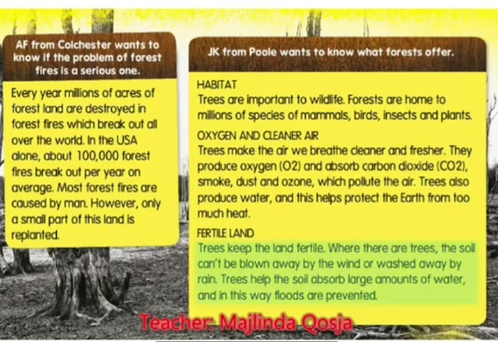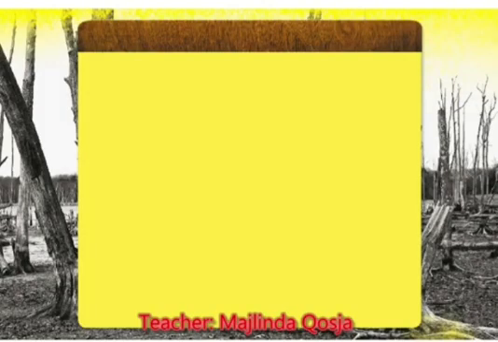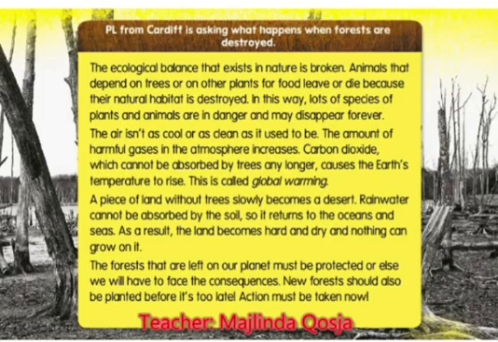Fertile land. Trees keep the land fertile. Where there are trees, the soil can't be blown away by the wind or washed away by rain. Trees help the soil absorb large amounts of water, and in this way floods are prevented. PL from Cardiff is asking what happens when forests are destroyed.